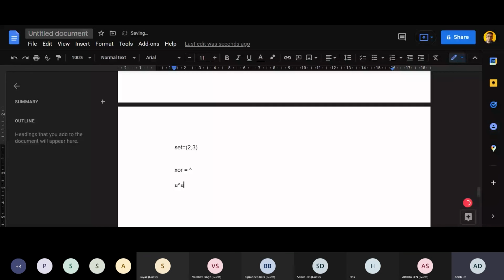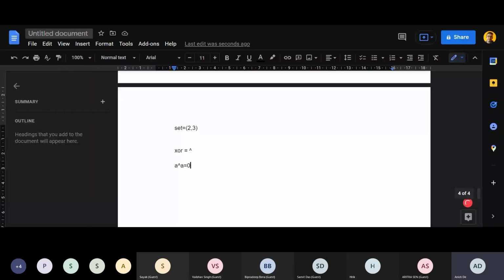This is a common property, because if there are an even number of bits, so if you are doing A XOR A, there will always be an even number of set bits for every bit. So A XOR A is 0. A XOR B is equal to B XOR A because it's commutative. A XOR B XOR A is B because A XOR A will be 0. So basically A XOR 0 is A.